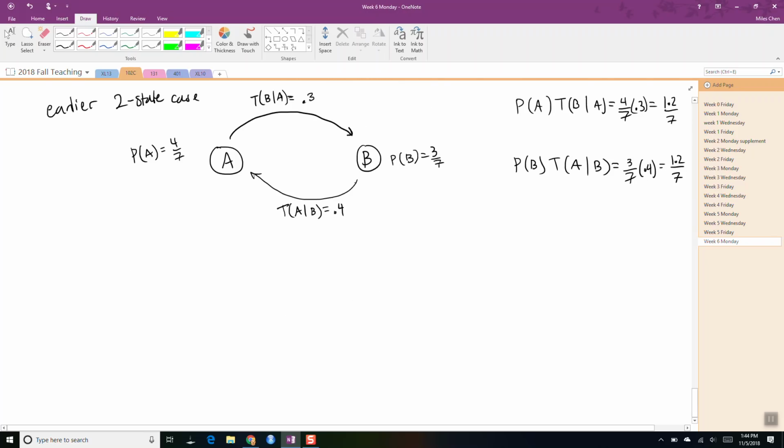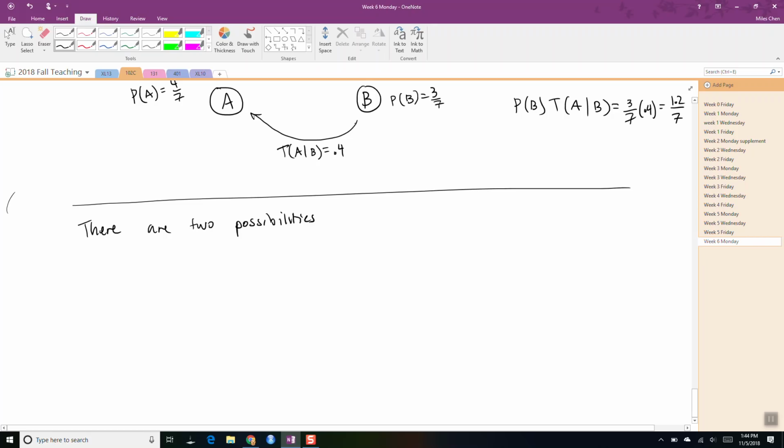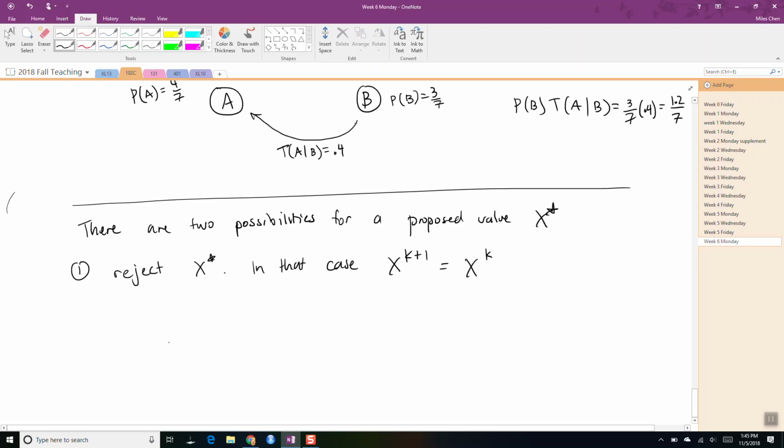All right, so going back to the Metropolis Hastings algorithm, there are two possibilities for a proposed value x star, okay? One is we reject x star, okay? And in that case, the next value, xk plus 1, is going to be equal to xk. And then two is we accept the proposed value, and in that case, xk plus 1 is equal to x star, which is different from xk.